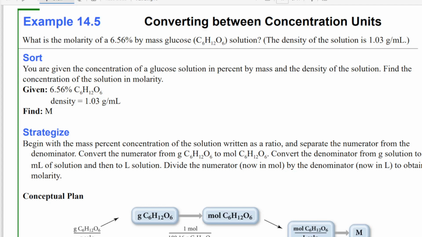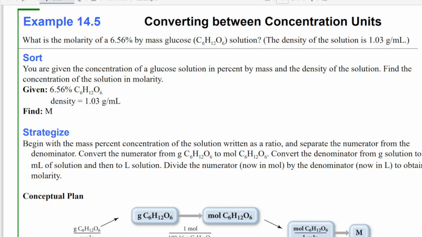Next, we'll practice converting between concentration units. This is important because sometimes you will need to make these kinds of conversions as a chemist. What is the molarity of a 6.56% by mass glucose (C6H12O6) solution? The density of the solution is 1.03 grams per milliliter.